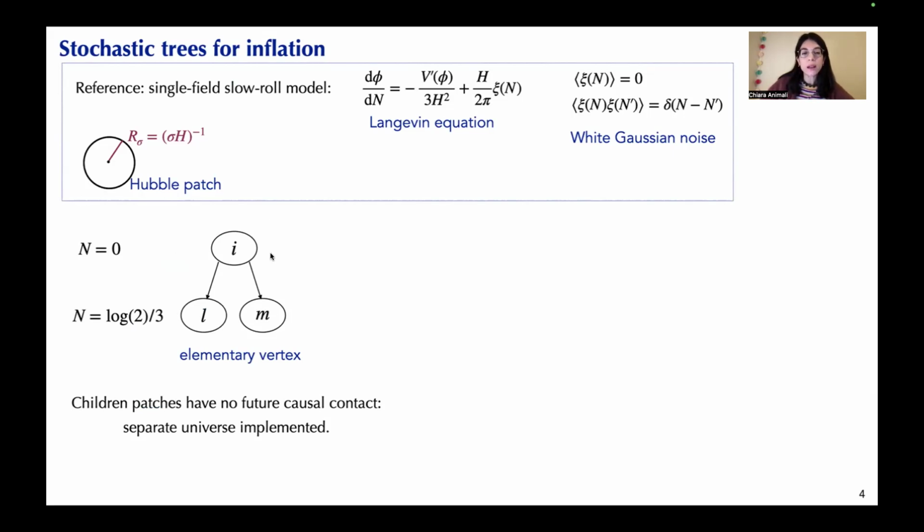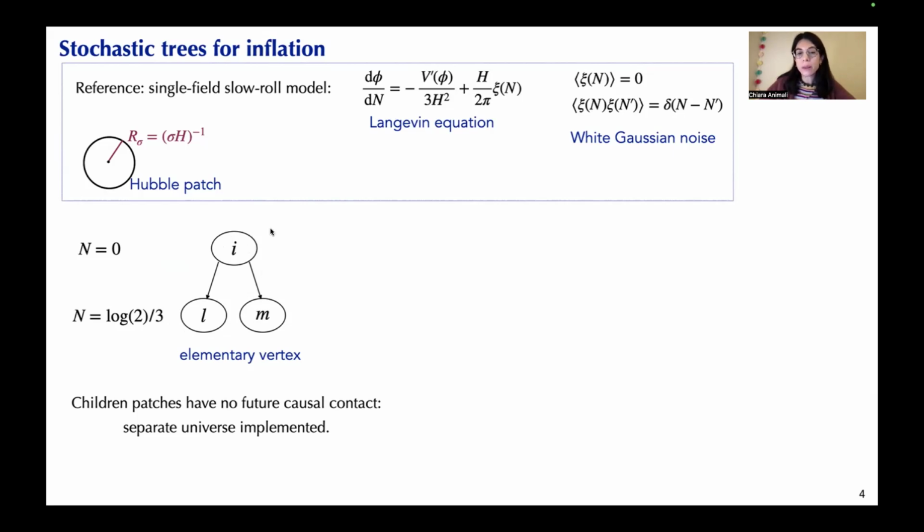So in practice, we start from the field configuration phi I in this patch, and we solve the Langevin equation twice over a duration delta N to get field values phi L and phi M. And on inflationary backgrounds, these two children patches have no future causal contact, and in this way, the separate universe picture over which we implement stochastic inflation is conserved.